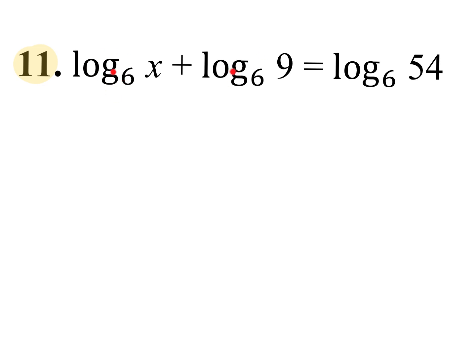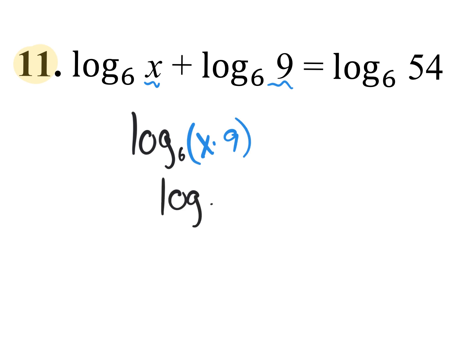And if you have 2 of them and you want one of them, that's where you should be like, oh, wait a minute. The product property allows me to go backwards to condense. If I have log base 6 of something plus the same base 6 of something else, I could condense these and put one single log base 6. And what happens with the x and the 9 on the product property? You multiply them together. So you're going to have x times 9, and that's really a 9x. So you really have log base 6 of 9x. And now it's equal to log base 6 of 54.